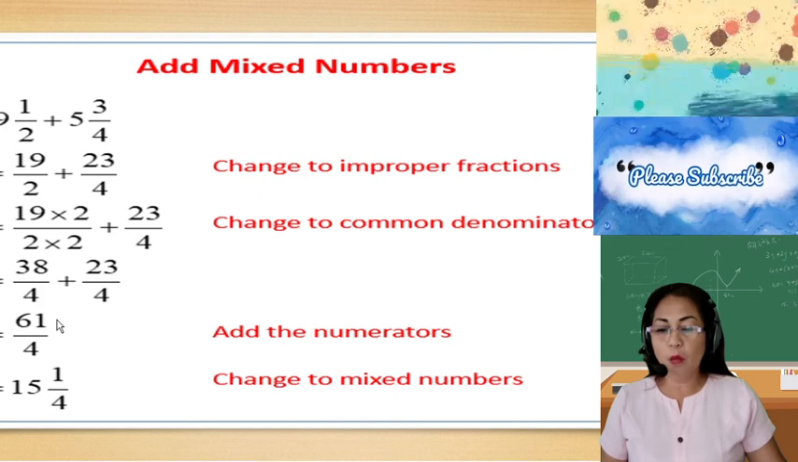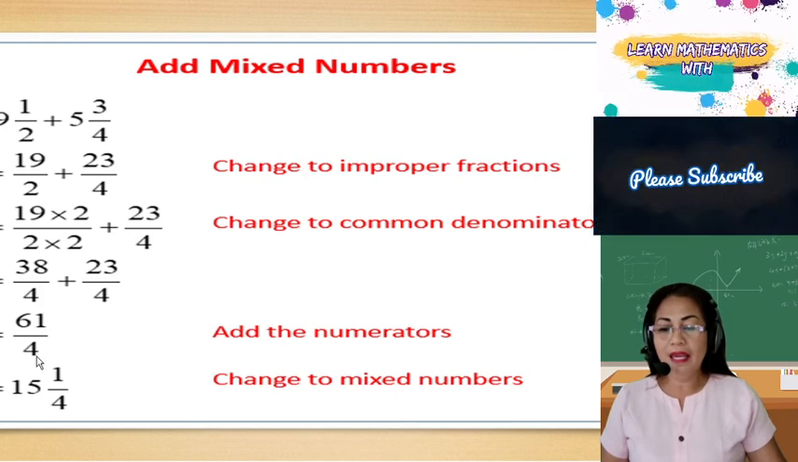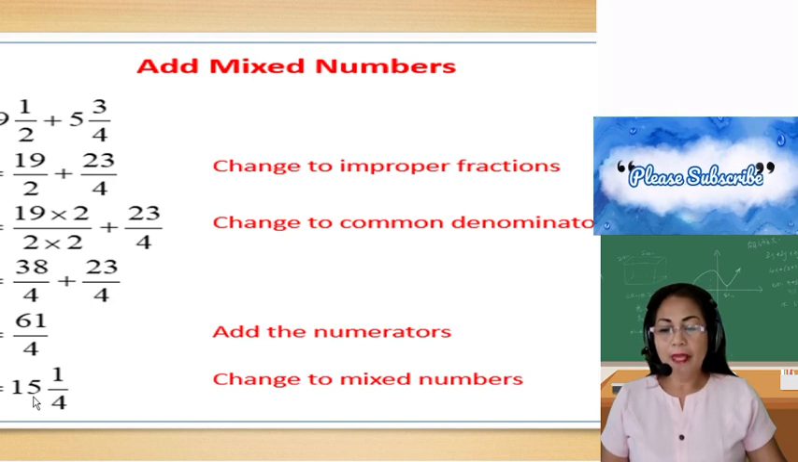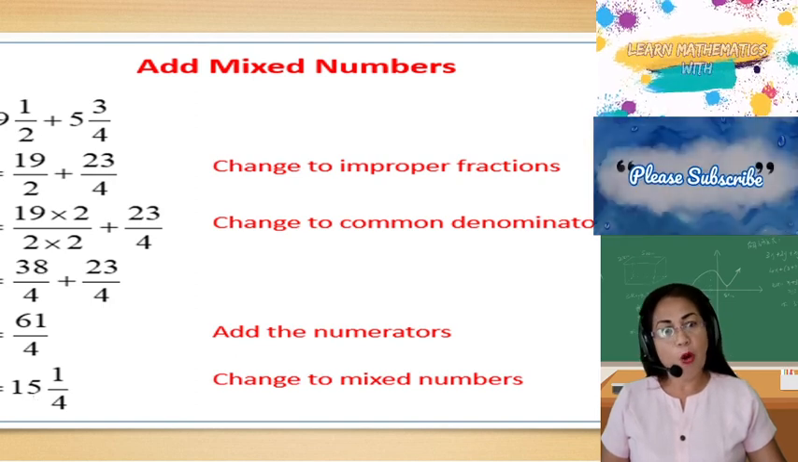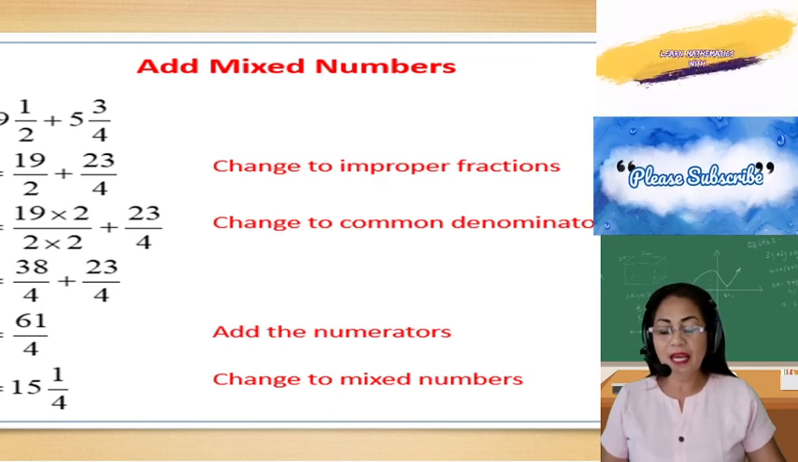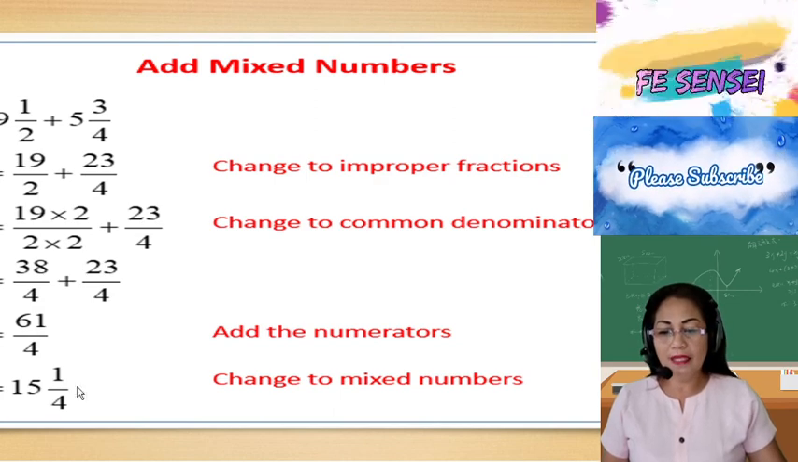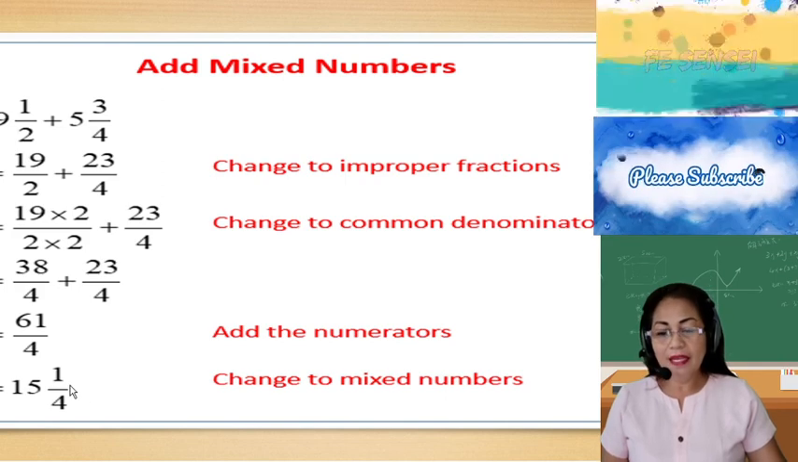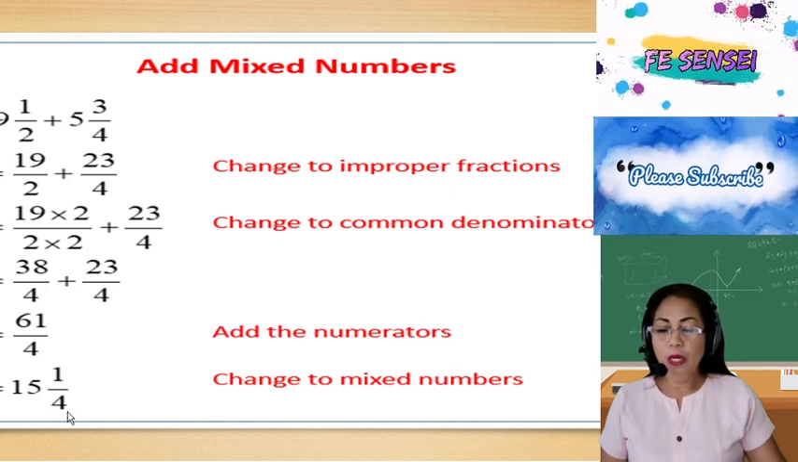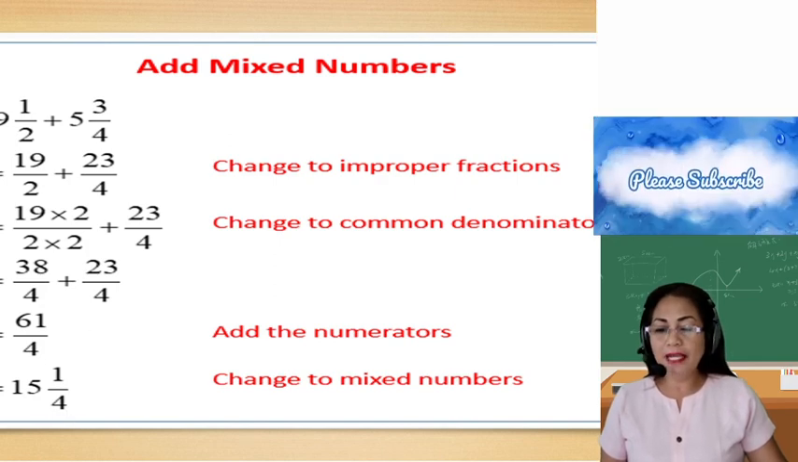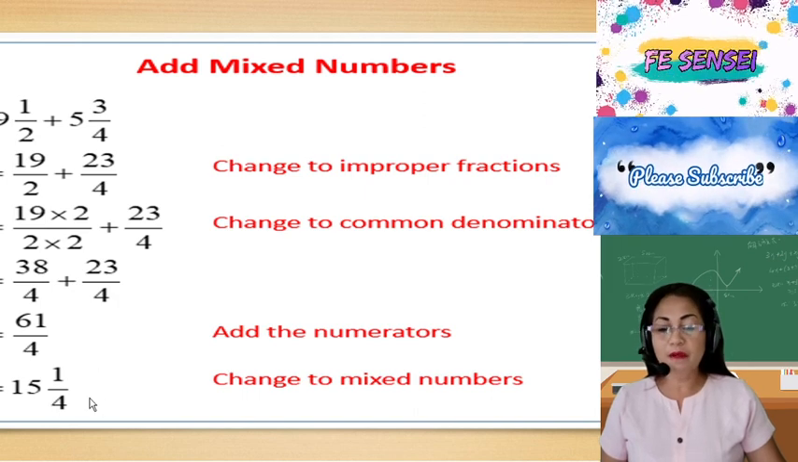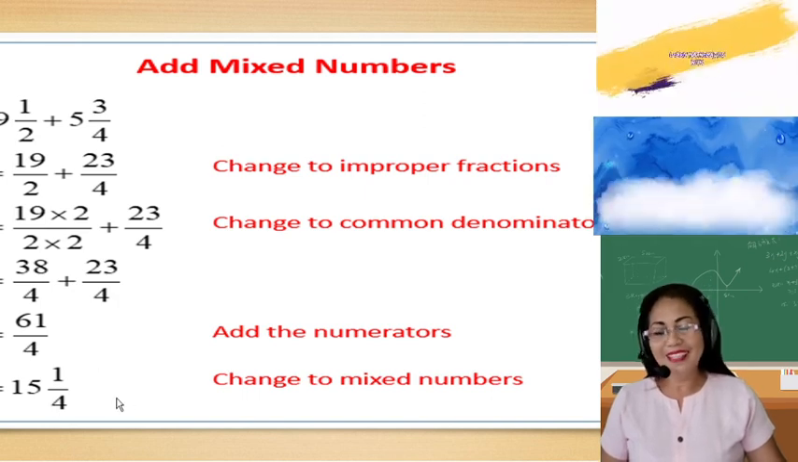So, 61 divided by 4 is equal to 15. And 15 times 4 is 60. So 61 minus 60 equals 1. So we have here 1. Then copy the common denominator, which is 4. So our final answer is 15 and 1 over 4. Got it?